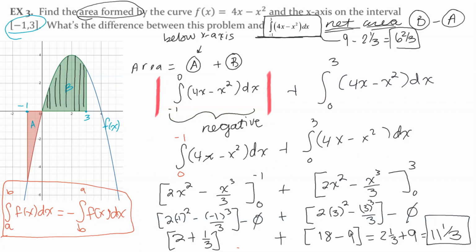So that's the difference. The integral is 6 and 2/3, whereas the area formed by the curve and the x-axis is 11 and 1/3.